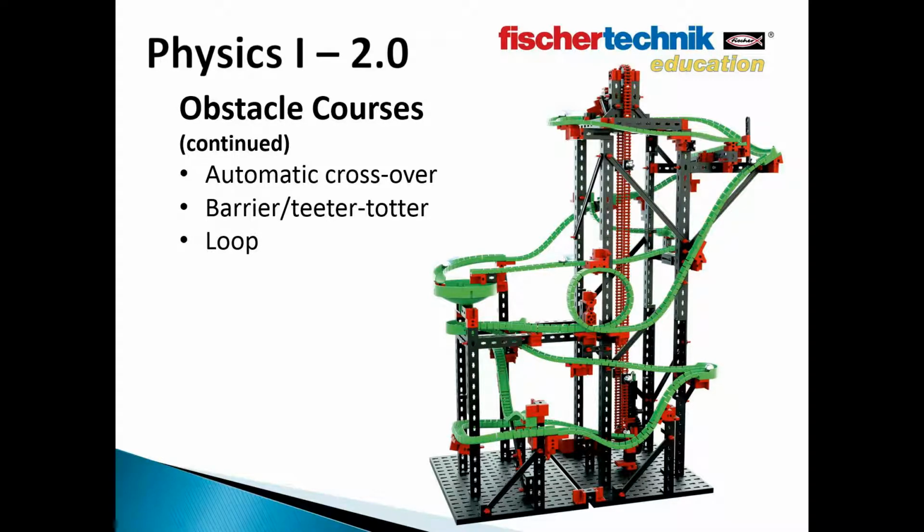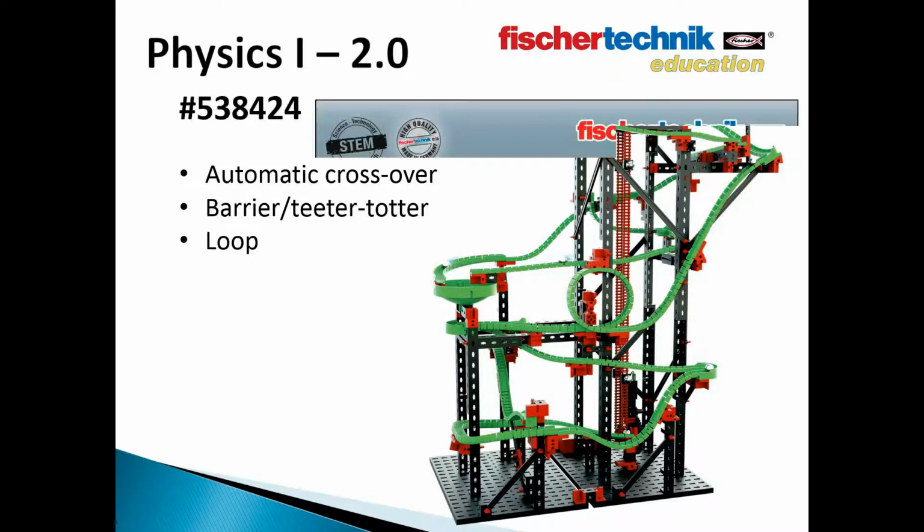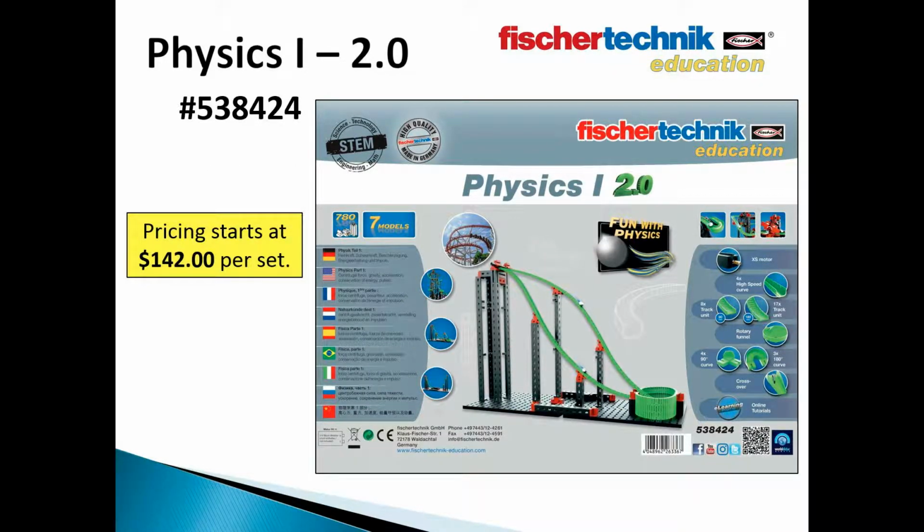Obstacle Course 3 is the largest of the models in this set, and it incorporates an automatic crossover combined with a barrier, a teeter-totter, and also a loop. And that is the Physics 1 version 2.0 set.